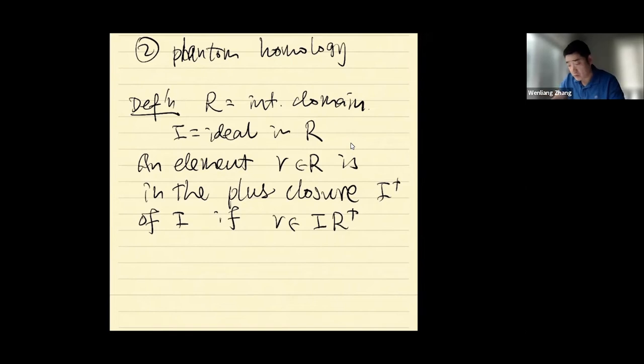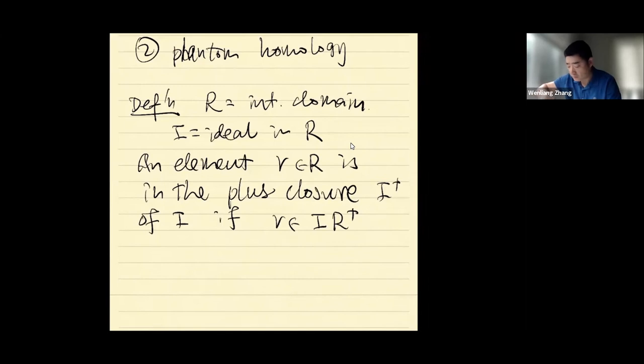Or an alternative way to see it is R is in the plus closure of I if and only if there is a module finite extension S such that R belongs to I S. If you go all the way to R plus, then that's fine. But of course, S is only module finite, for one element at a time. So S depends on R.